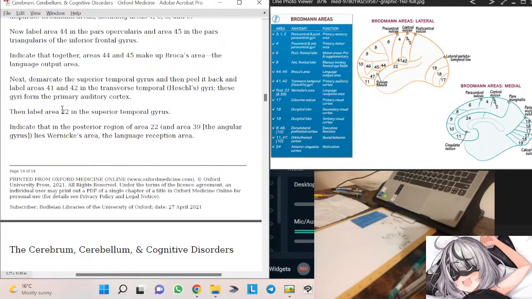Now label area 44 in the pars opercularis and area 45 in the pars triangularis of the inferior frontal gyrus. Indicate that together, areas 44 and 45 make up Broca's area, the language output area. Next, demarcate the superior temporal gyrus and then peel it back and label areas 41 and 42 in the transverse temporal Heschl's gyri. These gyri form the primary auditory cortex. Then label area 22 in the superior temporal gyrus.